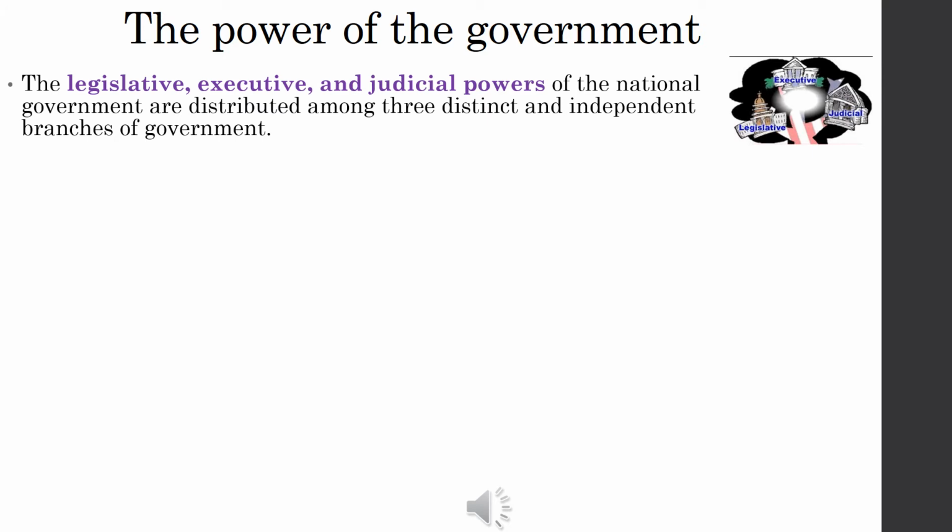Contrary to popular belief, it's not like James Madison and Alexander Hamilton made up our government out of thin air. Instead, they took what they liked from the British system of government and they made it our own. And while our government is limited, we have a very powerful government. The legislative, executive, and judicial powers of the national government are distributed among 3 distinct and independent branches of government.